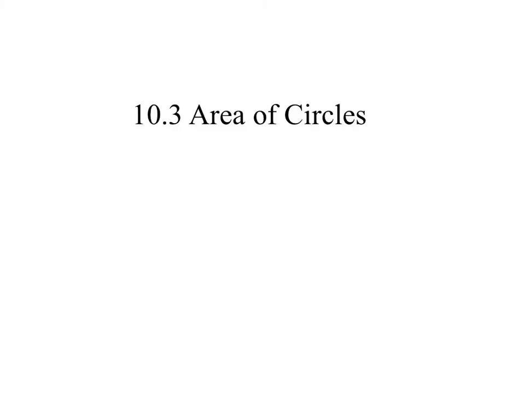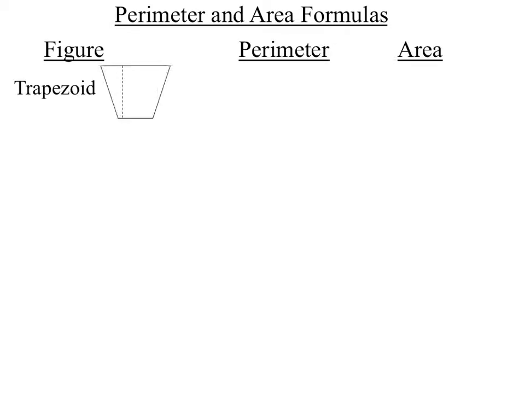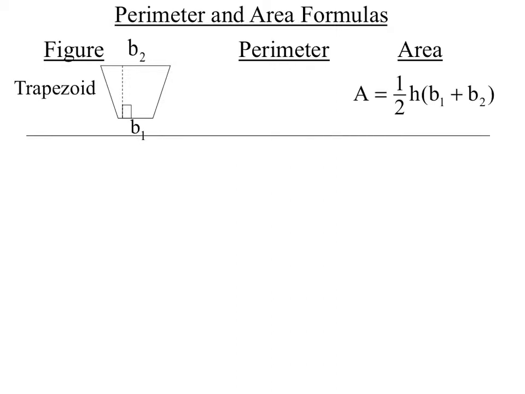This is 10-3, area of circles. Before we actually get started with some of the new learning, I want you to go back to your chart where we had all the perimeter formulas. We went through a square, a rectangle, a parallelogram, a triangle. We added a trapezoid, and now we're going to add the circle.